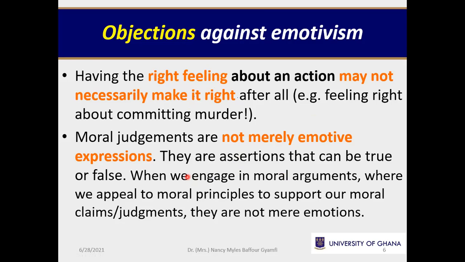Then the second point, most pertinent, is that moral judgment cannot be merely feelings. The emotivist himself would admit, practically speaking, when he meets another person and the person gives him a slap, why would he say what you did is wrong? Why wouldn't he say it was just your feelings you expressed? The emotivist cannot live as a consistent emotivist. He will preach one thing and do another. So there are assertions that can be true or false. We are telling the emotivist that moral claims are not just expressions of emotions. They are assertions that can be true or false.